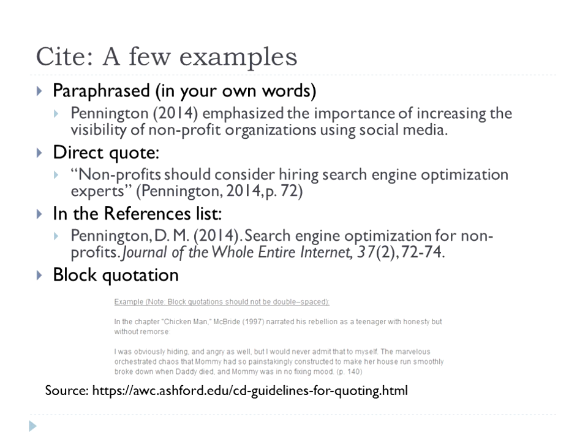Here's an example of a block quotation, and what this is showing you here is how it looks when they've quoted something that is longer than 40 words. In the chapter Chicken Man, McBride narrated his rebellion as a teenager with honesty but without remorse. And a block quotation is single-spaced. It's pretty much the only place in an APA formatted paper where you will single-space something. And this doesn't show it correctly, actually, but a block quotation needs to be indented from the rest of the text a few spaces. So it should be over about a half an inch from the regular paper on the left side, and it's single-spaced, and you also have to include the page number at the end.